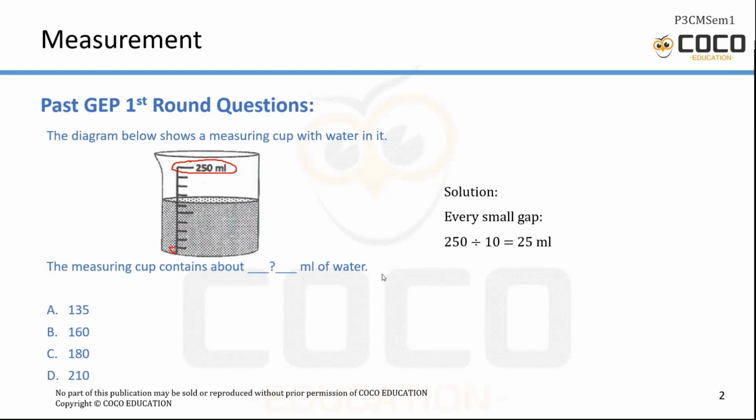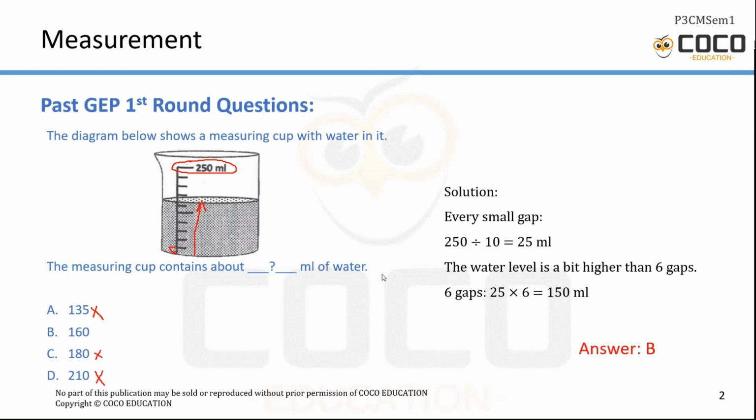Now we can count first. From here until the top of the water, it is actually about 6 gaps. It's a little bit higher than 6. If it is a little bit higher than 6, we know one gap is 25, so 6 gaps is 6 times 25. So we can find this water level is slightly above 150. When we do this question, it's above 150, so that option is wrong, right? And this 210 is too big, and 180 is also too big because this one is very close to 150. So we can find the answer is B.